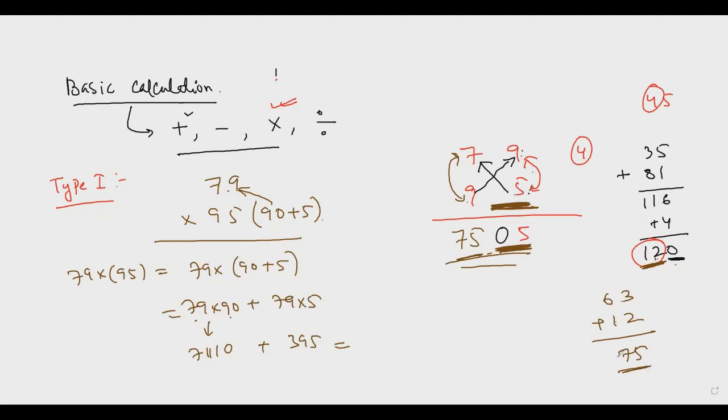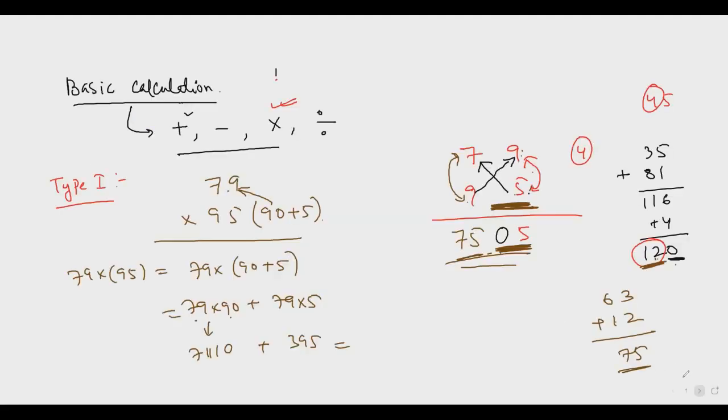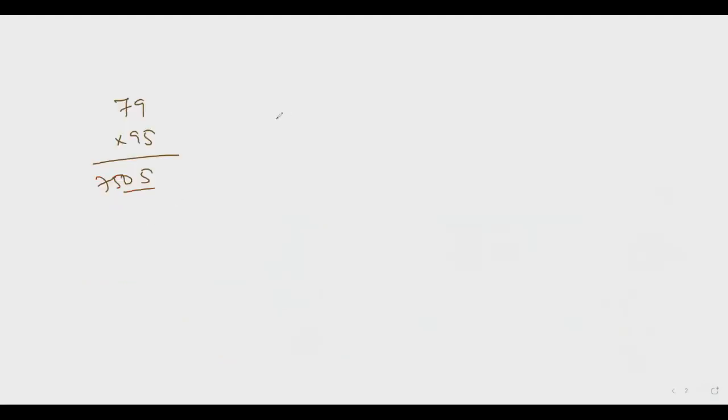Let me give you a random question. Let's say 79 into 95. How much are we getting? 7505, right? We are getting 7505. Now sometimes in the question, plus, let's say, and then we have 12, and what is this number?